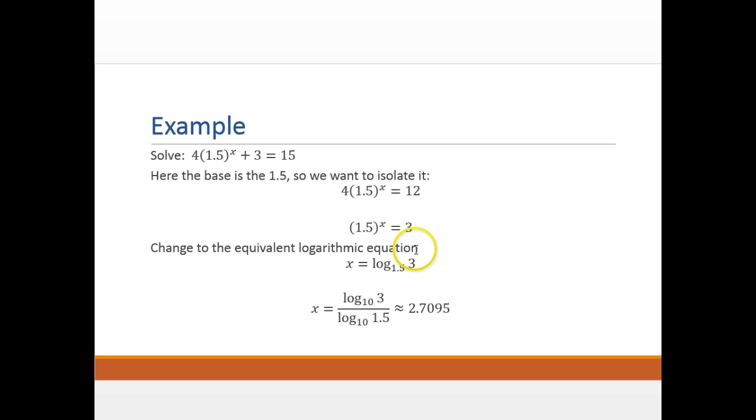Now we can do a couple things here. I personally like changing the forms. You're welcome to hit both sides with a common log if you want to. Either way will work. My base is 1.5, my exponent's x, so x equals log base 1.5 of 3. I do my change of base formula, I get x equals log base 10 of 3, divided by log base 10 of 1.5, which is 2.7095. And what's nice about this is we can plug this back in and check our work as well.